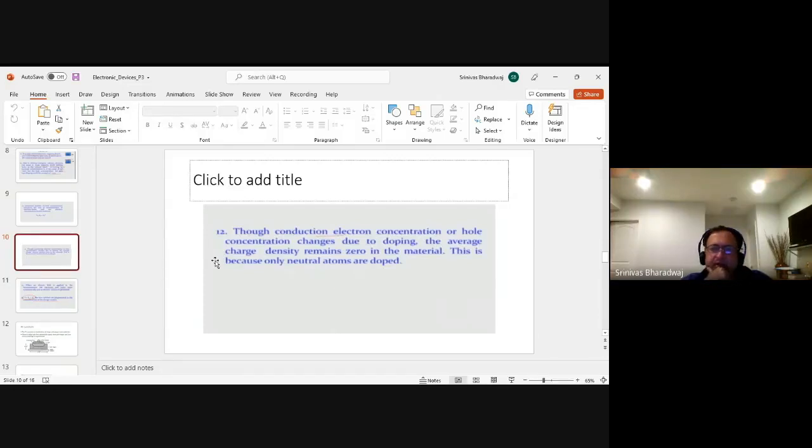So greater the doping, the average charge density remains zero in the material. This is because only neutral atoms are doped. Okay, so there is a net charge, and then there is a dynamic equilibrium between the p and the n.